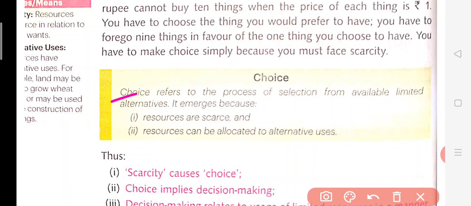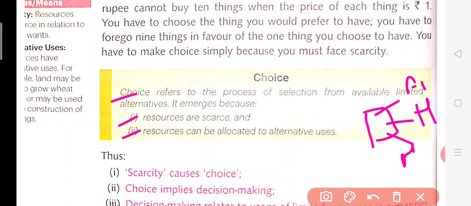Now the question may come, why do we make the choice? Because the first thing is resources are scarce. Resources are not in abundance, so they are scarce. That's why we make choices. Second, resources can be allocated to alternative uses. Just like the example of land, this is a resource and it can be used for different purposes. You can use this land for agriculture, for hospitals, or for making houses. So this is your choice, but you will have to make choices because these resources are limited, and they have alternative uses.